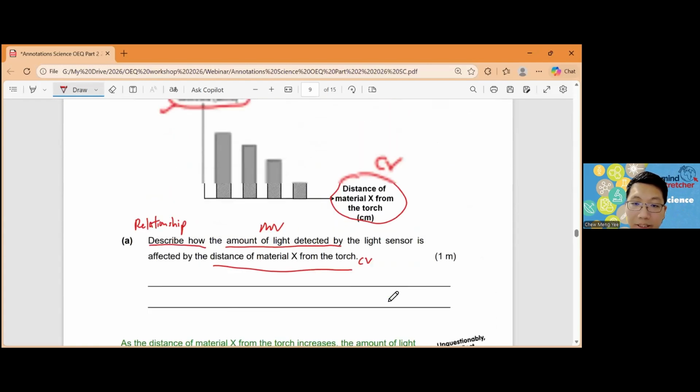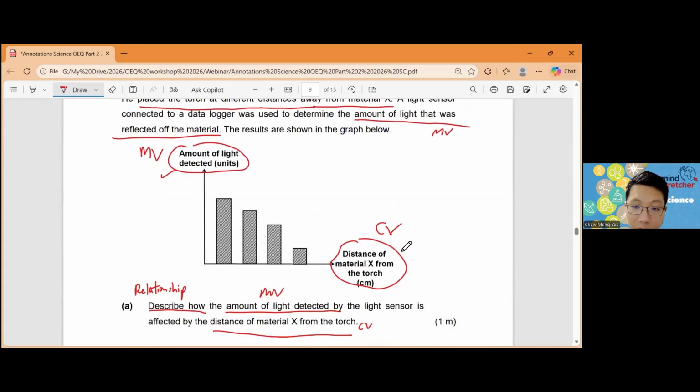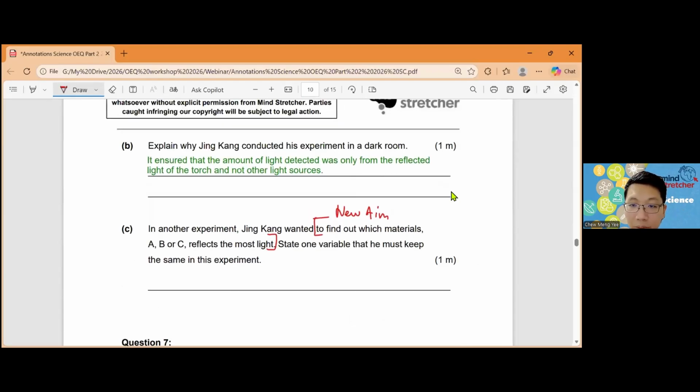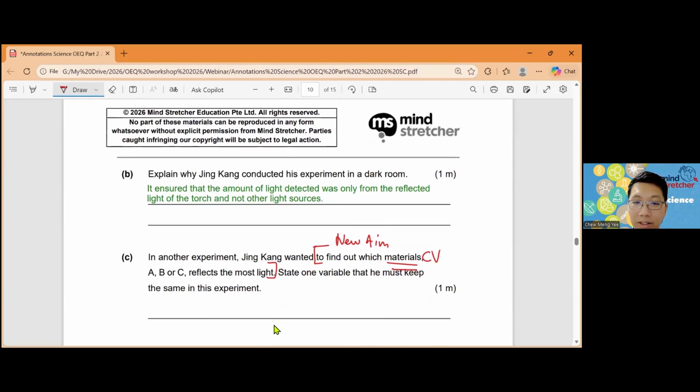Okay, so basically, whatever is in this experiment that was changed, this change variable must now be kept the same. If I want to do a different experiment and my new change variable is the material, then I must keep the distance the same. Okay, so that is the answer.